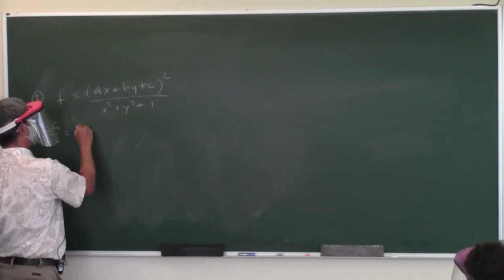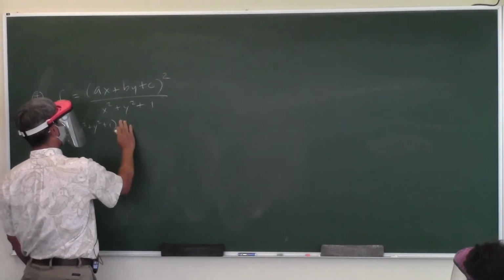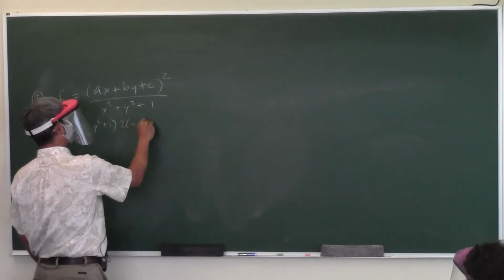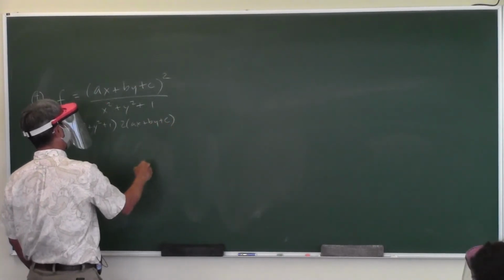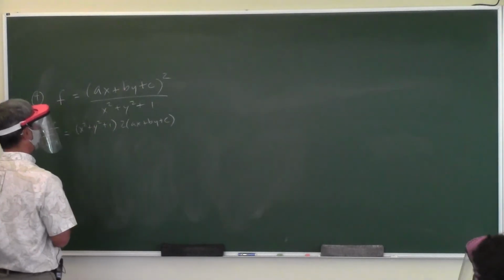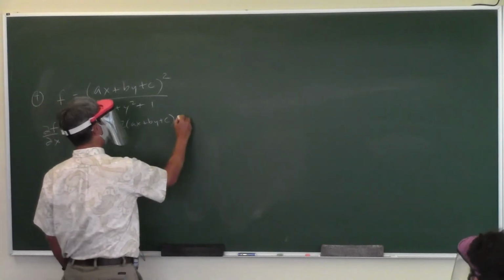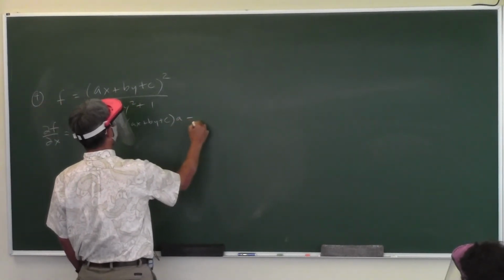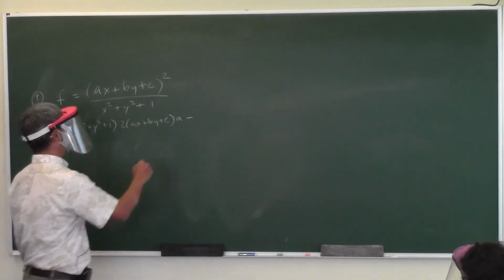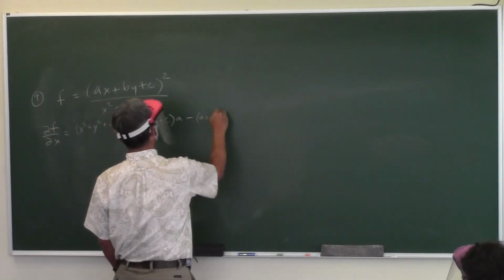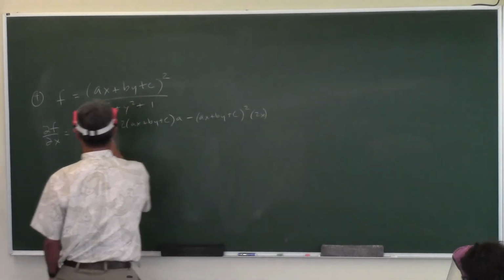x squared plus y squared plus 1 times 2a times ax plus by plus c, minus, chain rule, wait, I said 2a times a. Oh, you said 2a. Yeah. Okay. Minus that thingy, the top thing, times 2x, over the bottom thing squared.